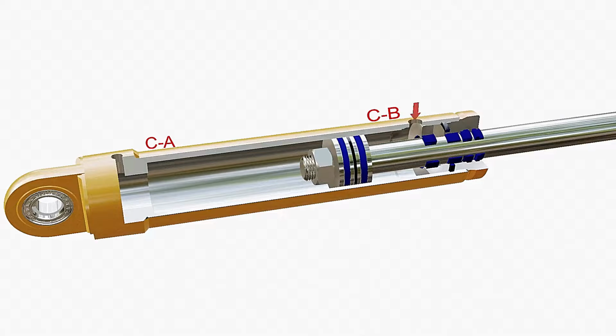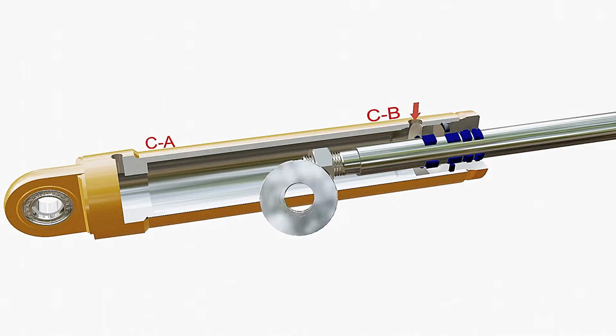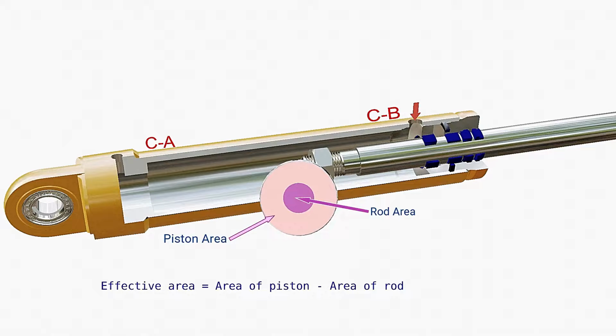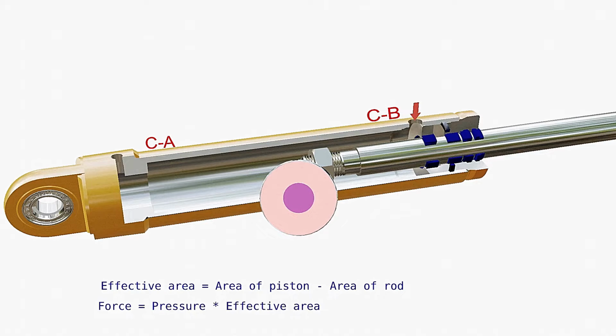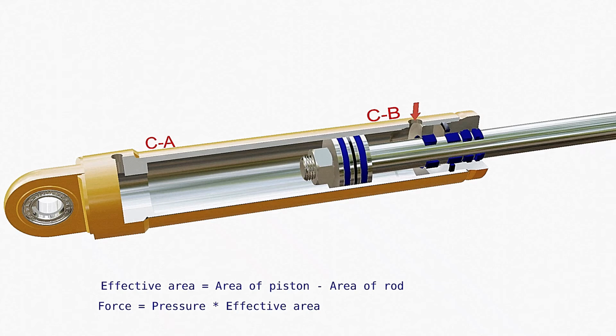A similar principle is valid when fluid flows into chamber CB. But in this case, the effective area is the difference of the cross-section area of the piston and that of the rod, because the fluid cannot exert pressure on the cross-section area of the rod. This means the effective area in this case is less than that in the previous case. This is why the retracting force of a hydraulic cylinder is always less than the force during the extension stroke.